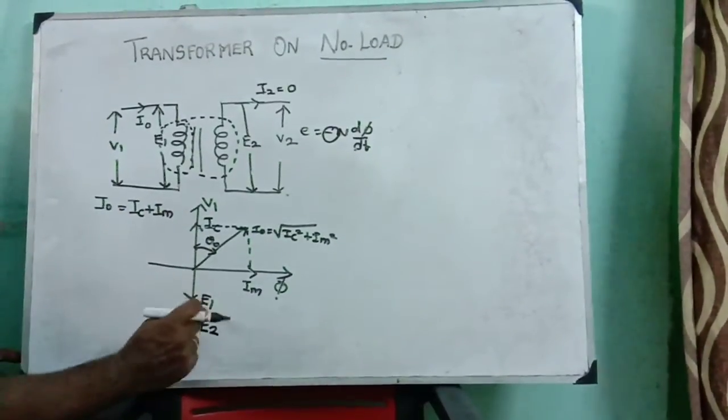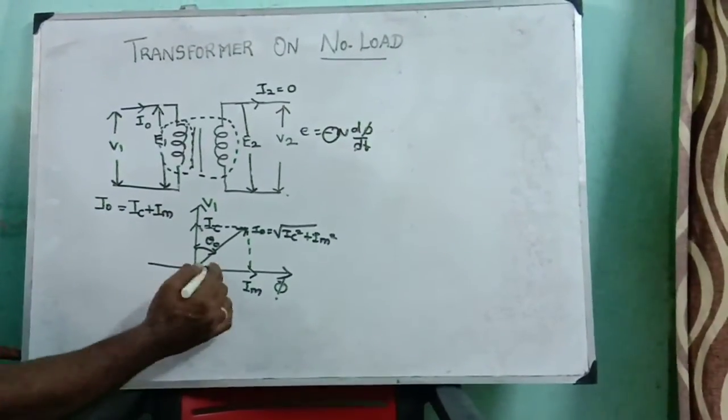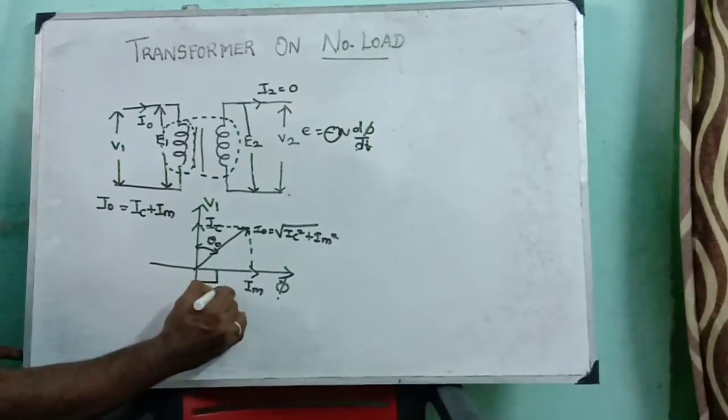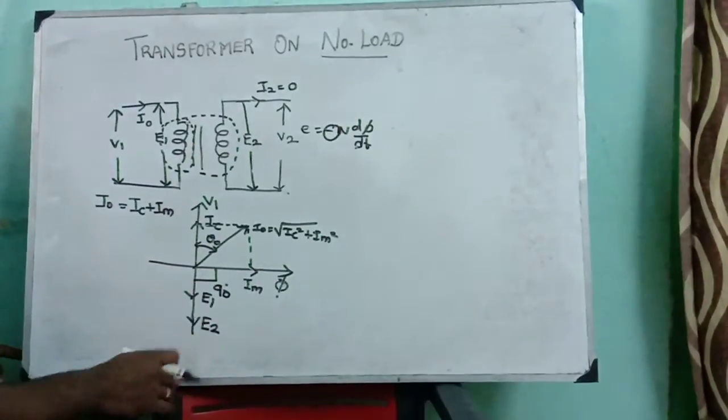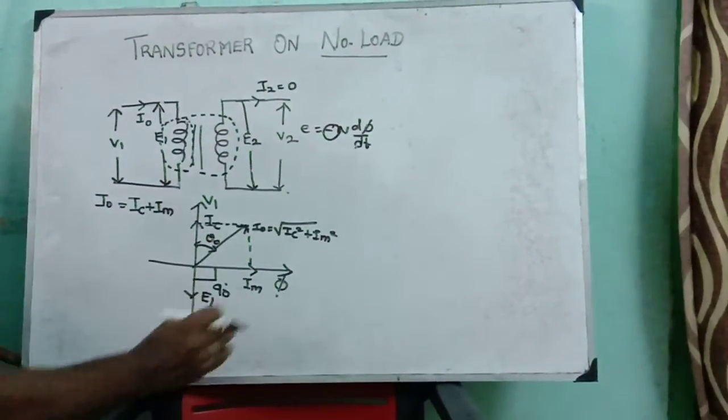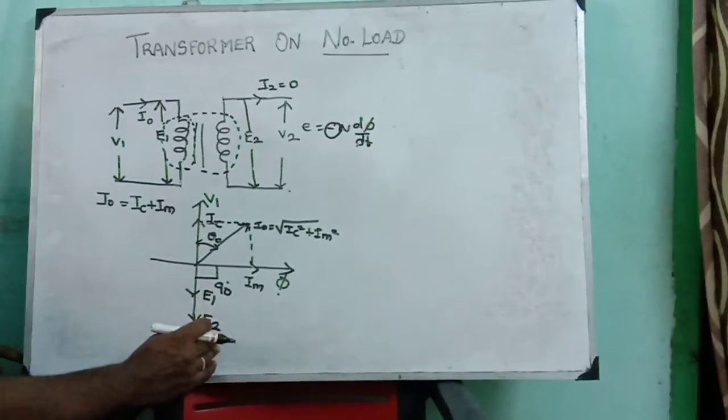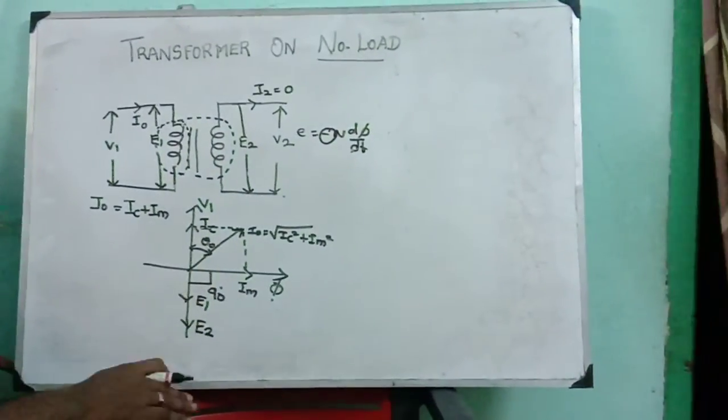And I can say E1 and E2 will be 90 degrees out of phase with respect to the flux. So this is the basic fundamental no load vector diagram of a transformer.